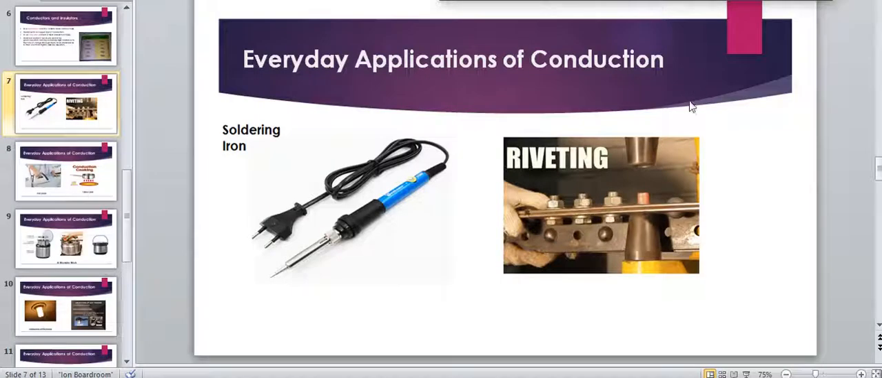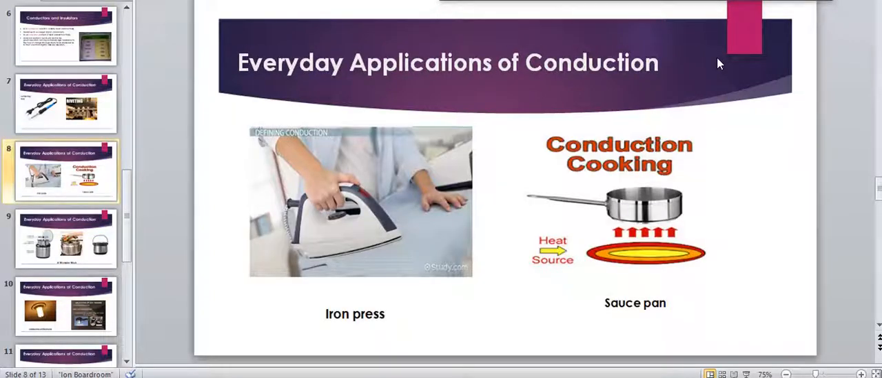Another application of conduction is riveting. You people must remember this riveting process we have discussed in our previous chapter in the topic of application of thermal expansion and contraction. So this process is also helpful in joining two metal plates or two metals. This also works on the principle of conduction. The other uses of conduction are iron press.